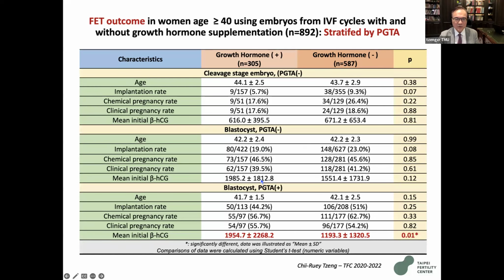And for those patients who received PGT-A, again, you can see the pregnancy rate is 56%, very similar. But most important is that the mean initial rise of beta-hCG after 14 days of embryo transfer seems to be better in the GH group compared with control. You can see 1900 beta-hCG IU rather than 1100. So maybe growth hormone has some effect on embryo quality, but it needs more studies.